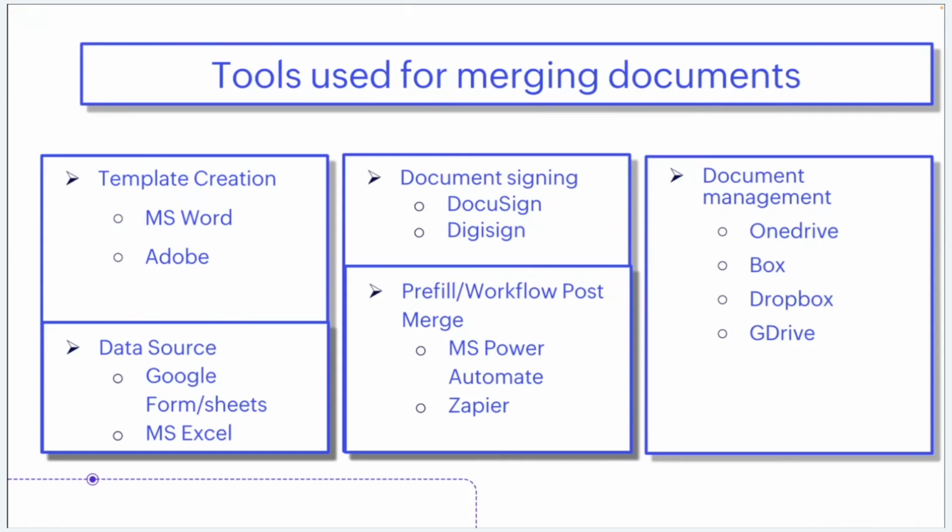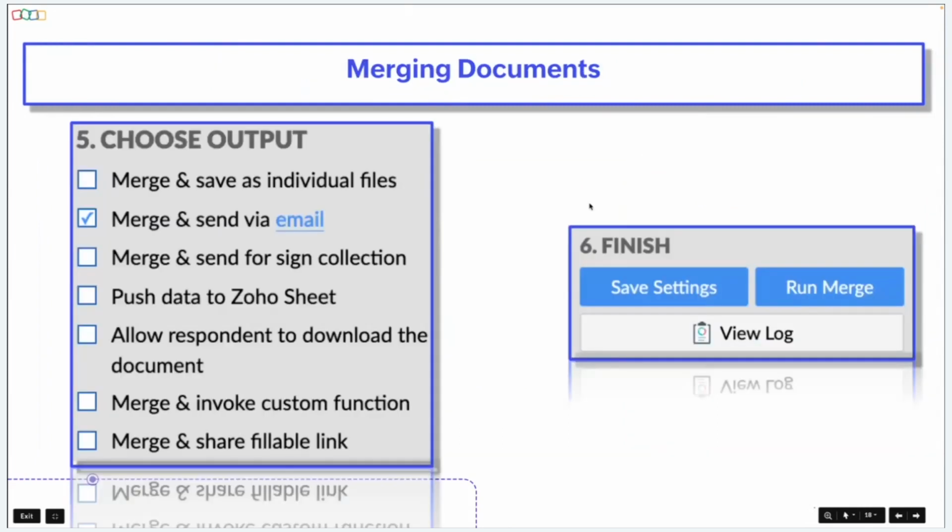So these tools, you would be required to purchase separately in order to perform a single operation, which is document merge. And not only that, in order to manage your documents, you would be required to have OneDrive, Box, Dropbox, or G Drive. So all these operations can be done using a singular tool, which is Zoho Writer. So let me just quickly show you how exactly Zoho Writer works.